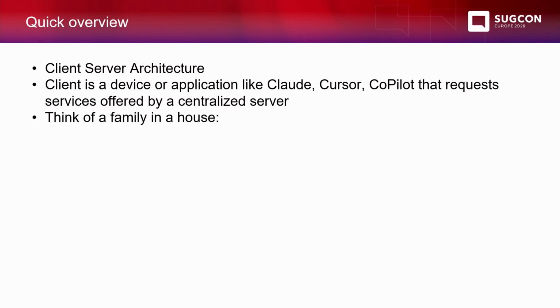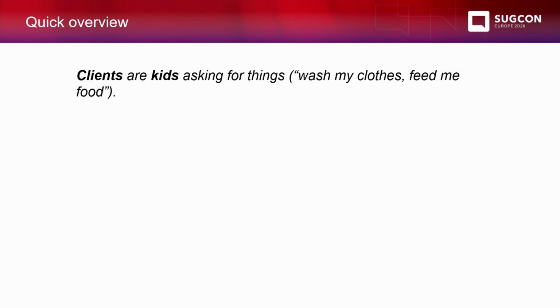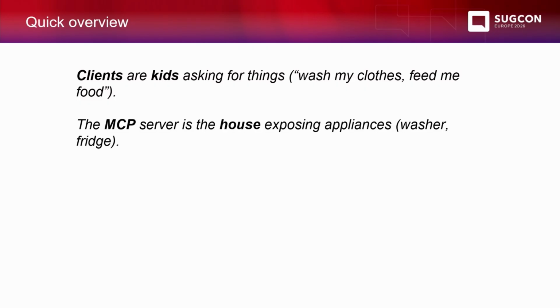And here goes the analogy, and I don't know if you want to use it yourself or follow it, or you think it's completely ridiculous, but I tried to come up with my own because it's not fun to just take one that is already out there. So I thought of a family in a house. So we have kids, we have a house, we also have a corgi always. And in this case, the clients are the kids. So they are asking for things. I don't know if you have that in your houses, but the kids are always asking for things, wash my clothes, make my food. The house is the MCP server exposing these appliances.